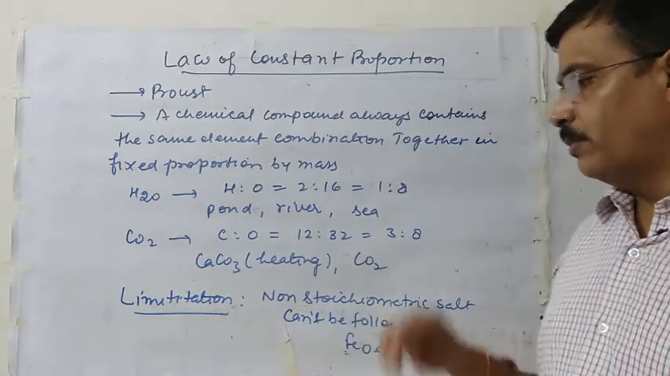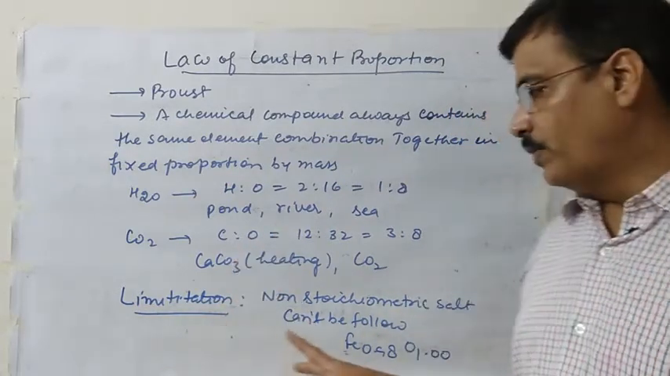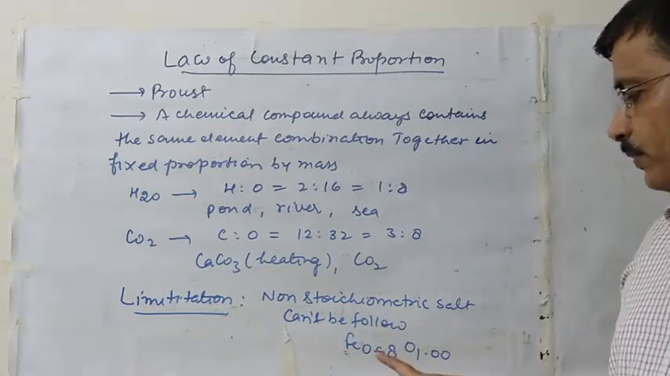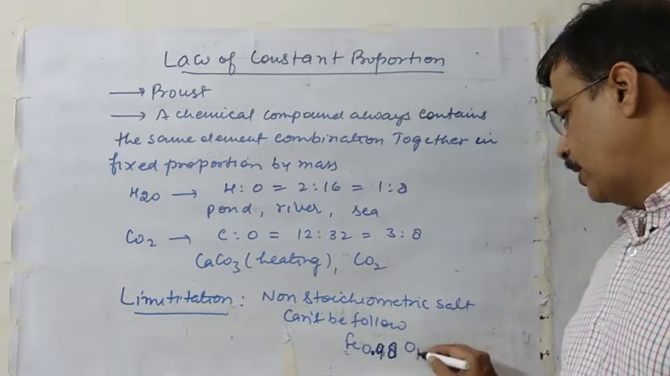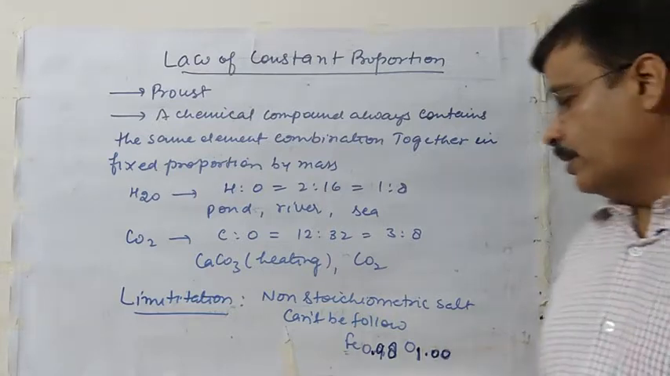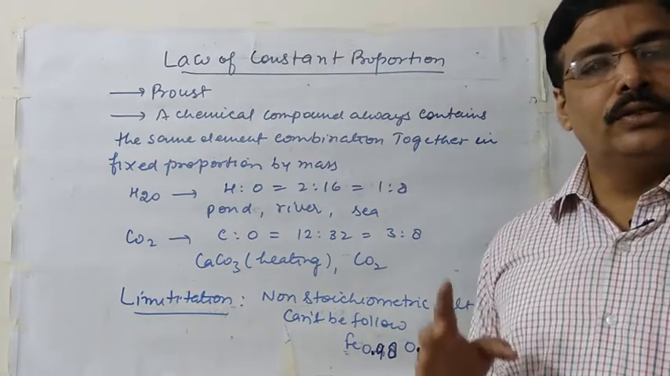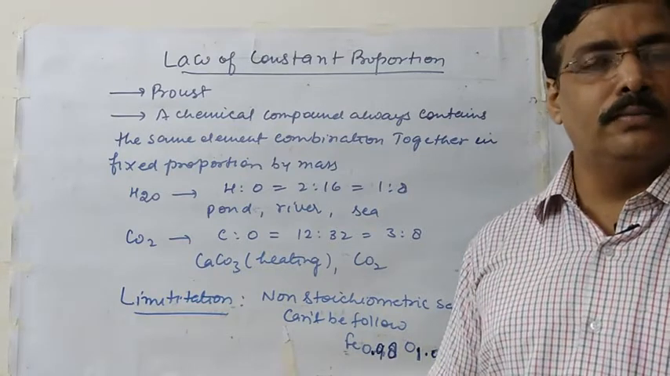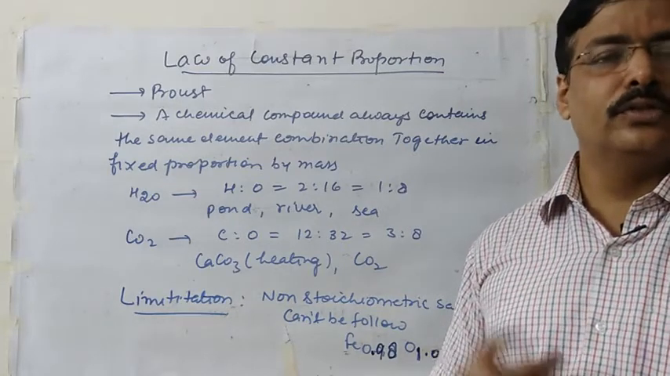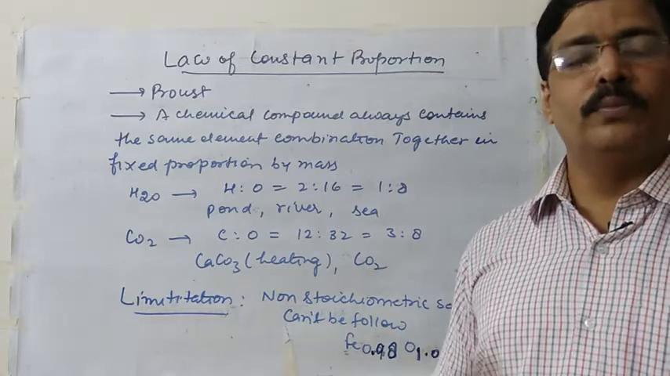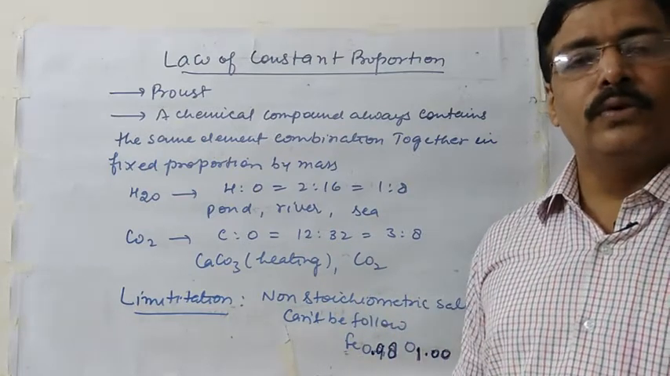Now there is one limitation. It means these conditions are not followed. Here we are talking about non-stoichiometric compounds like Fe0.98O1. Fe0.98 and O1 never follow this law. Clear? It never follows this law because it doesn't have a constant ratio between the elements iron and oxygen. Means the ratio of iron and oxygen will not remain constant. This is actually a defect. It may be 0.98, it may be 0.93, it may be 0.94, anywhere. Clear? So this law is never applicable for a non-stoichiometric compound.